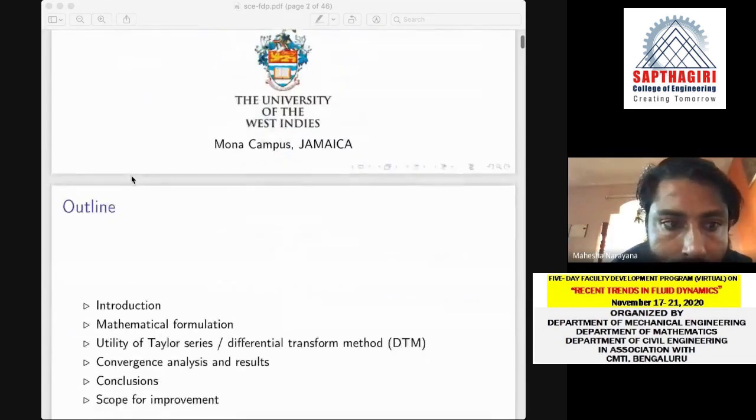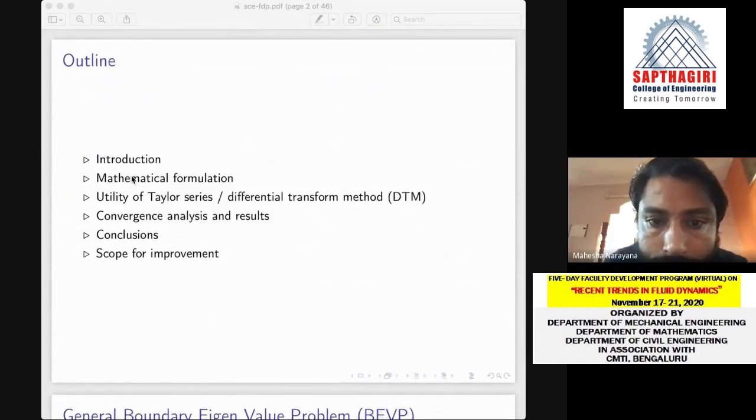And the outline is like this. I'm going to talk about boundary eigenvalue problems and their importance in real-world applications. I will explain briefly the mathematical problem that I've chosen from fluid flow instability. And I will highlight how the Taylor series method or the differential transform method can be used in handling the boundary value problem arising from the said fluid flow problem.